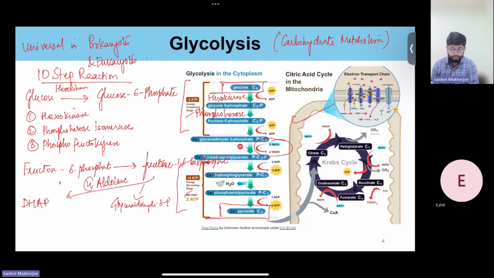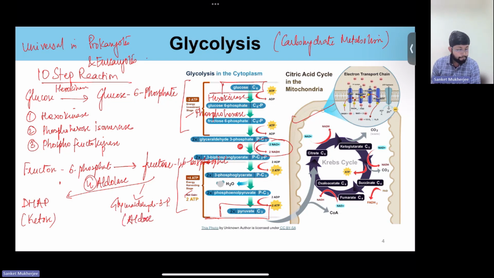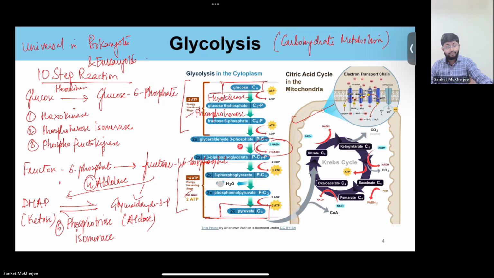That's the fourth enzyme, right? So this is a ketose and this is an aldose, right? And they can be interconverted using an enzyme called, again, this is the fifth enzyme, phosphotriose isomerase. Dihydroxyacetone phosphate and glyceraldehyde 3-phosphate, both are 3-carbon sugars.